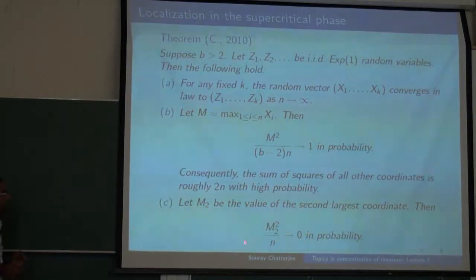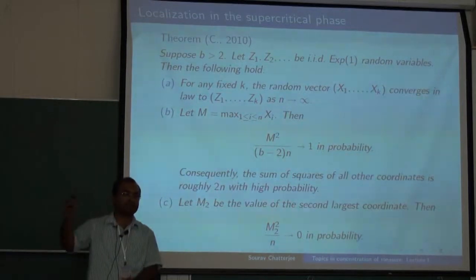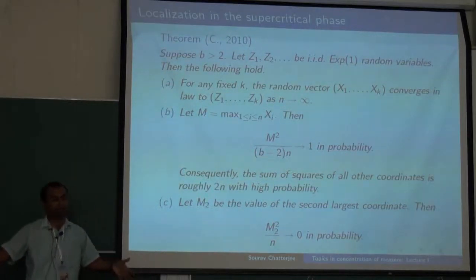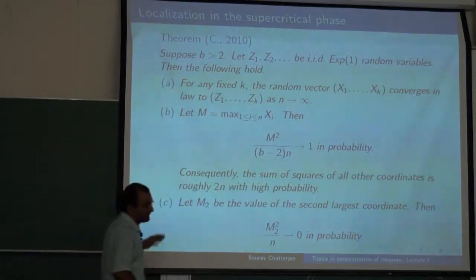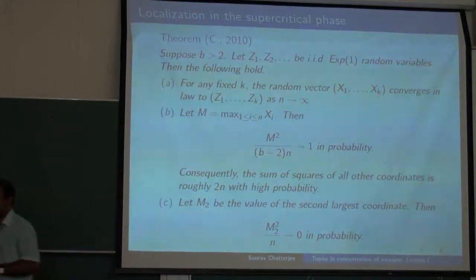Moreover, the second maximum is pretty small. m2 squared, the second largest coordinate, divided by n goes to 0. So there is exactly one which carries all the extra mass. You have n minus 1 of them like IID exponential with mean 1, and there is one which carries all the extra mass. So this is what I call localization in the first slide.